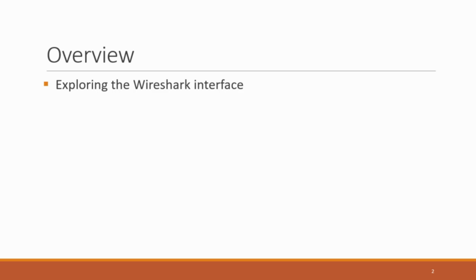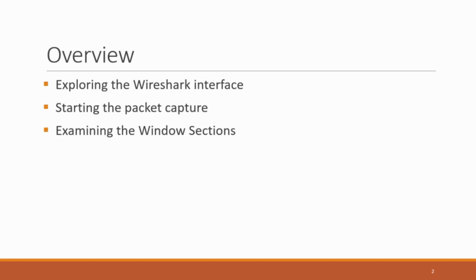We're going to look at the different components of it and how you can access different things to analyze your network traffic. We're going to start with a packet capture. This is going to be our actual static file that we're going to present to you. And that static file is going to allow you to look at different network traffic and learn how to analyze that packet capture. Then we're going to examine the window sections.